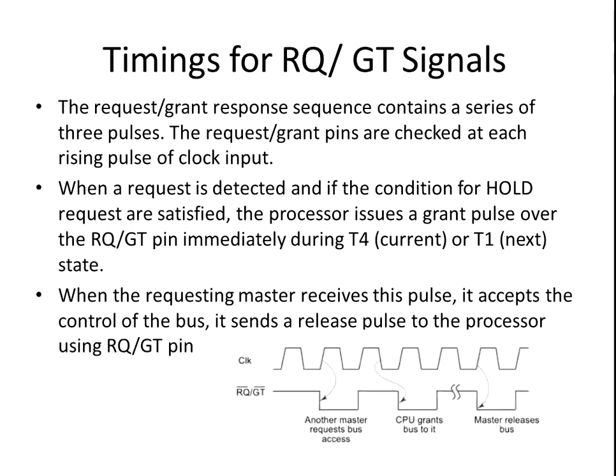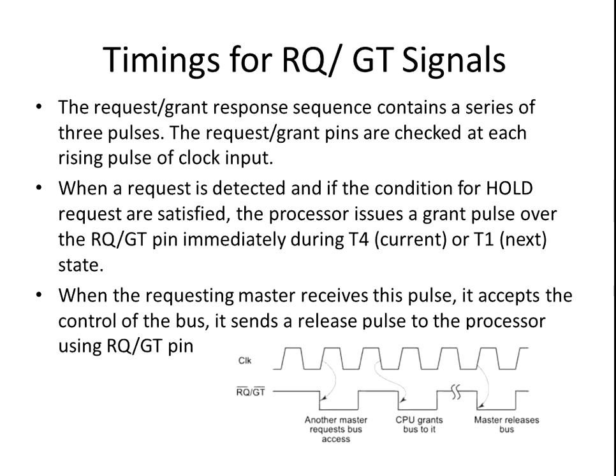Then we can discuss the timing for the request or grant signal. The request or grant response sequence contains a series of 3 pulses. The request or grant pins are checked at each rising pulse of the clock input. When the request is detected, if the conditions we already discussed are met, that means if it is okay to hold, then a valid hold request is satisfied.